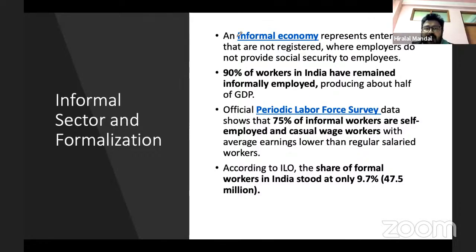An informal economy represents those enterprises and people which are not registered, where employers do not provide social security benefits to the employees. In fact, in India, 90% of workers remain in the informal sector, and these are people under various kinds of disadvantages, such as a lack of social security benefits and so on. According to various reports, such as the Periodic Labour Force Survey, the data suggests that 75% of the informal workers are self-employed in the economy. They are casual wage workers.